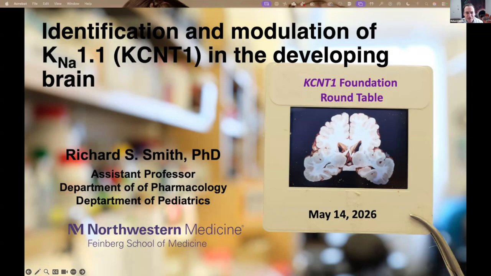Today's a short talk, 5 minutes, so I hope I can get everything in. But my laboratory is at Northwestern University in the Department of Pharmacology. And what we're really interested in is studying the developmental trajectory from the prenatal period and the early postnatal period for various ion channel diseases, including KCNT1.